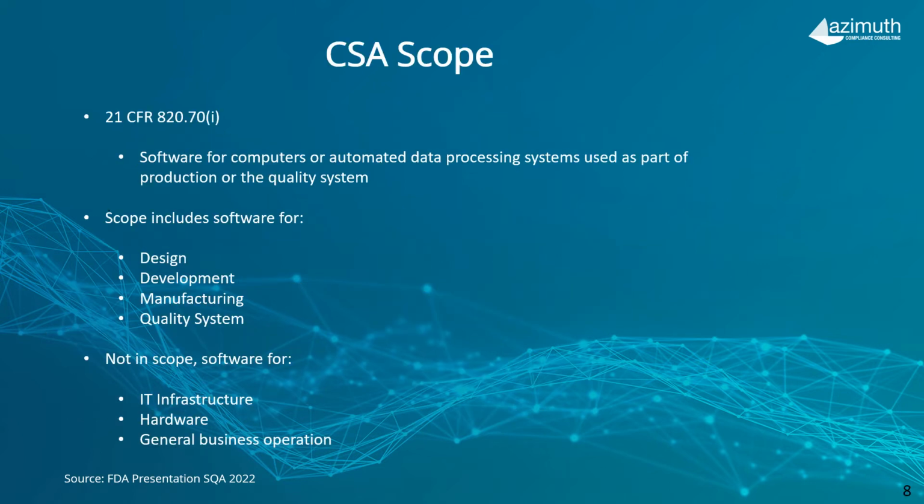So let's look at the scope of the CSA guidance document. FDA's focus goes back to the key risk factors of patient safety, process or product quality, and data integrity, and the intended usage of the system. They are not concerned with infrastructure, hardware, or general business processes.